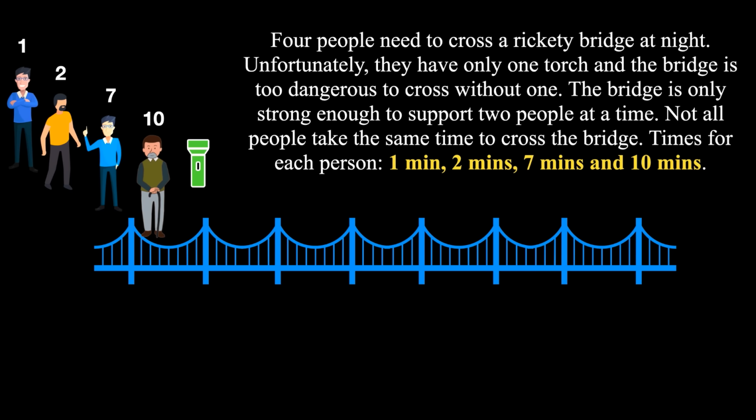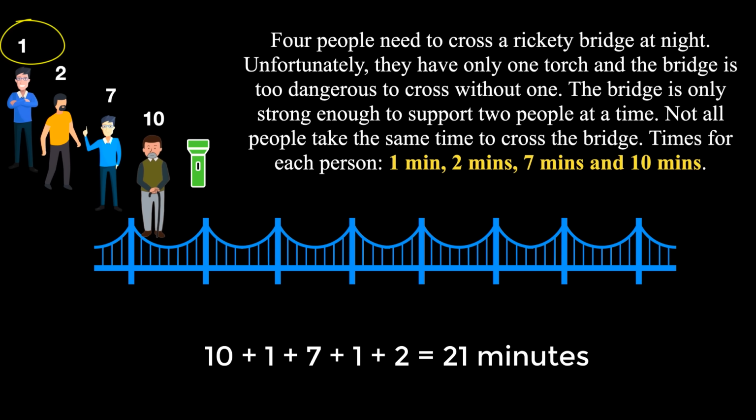Were you thinking of using the fastest person who takes 1 minute to travel to and fro till everyone has reached the other end? Yes, that can be done, but it will take 10 plus 1 plus 7 plus 1 plus 2 equals 21 minutes in total.